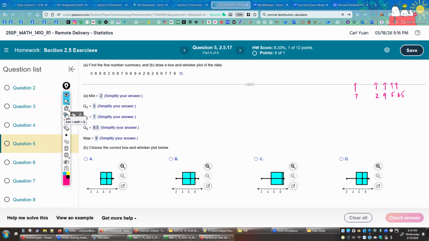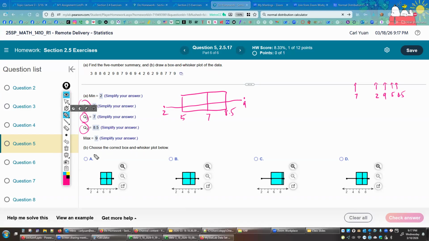So if you recall, the box and whisker plot, the box is formed by Q1, Q2, and Q3. Q2 is the middle. So Q1 is 5, Q3 is 8.5. Q2 is 7, so roughly here. And then the minimum and maximum would form the whiskers. So the minimum is 2, the maximum is 9. So this is what it's going to look like. All right, so let's see which one matches.